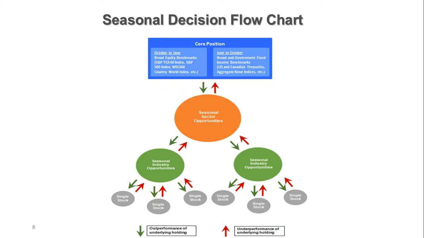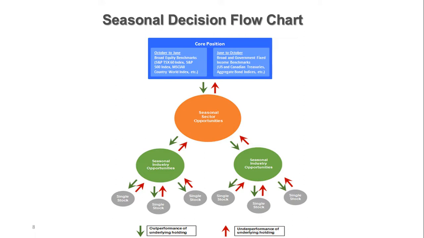When a sector or industry within its period of seasonal strength is showing signs of outperformance compared to the core position, an allocation is enacted. While sectors are adequately covered by ETFs in the marketplace, there are times when industry exposure cannot be obtained via a marketable ETF. In such an event, a basket of individual securities will be selected to represent the industry exposure.